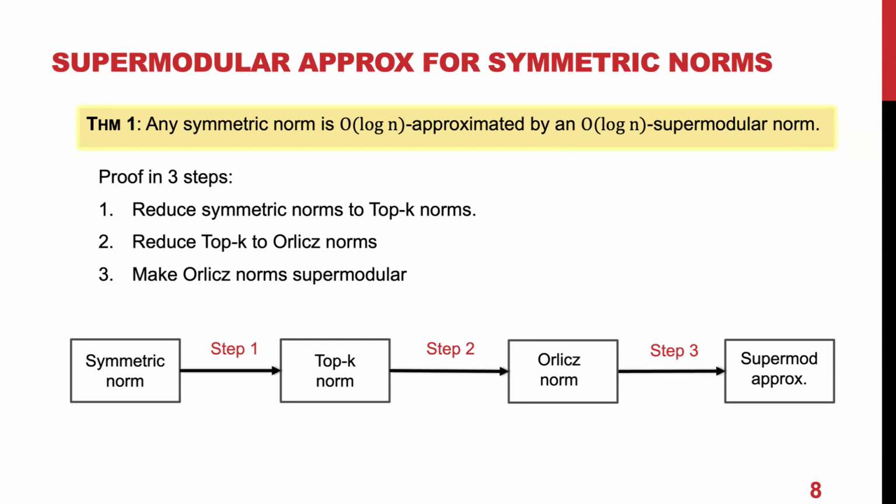Second step is to reduce top k norms to something called Orlicz norms, which I'll define soon. And the third step is to get a good supermodular approximation for these Orlicz norms. So that's how the proof goes in these 3 steps. Among these, step 1 is, I would say, somewhat standard. Step 2 is, I think, new, but maybe not very difficult. And step 3 is in some sense the heart of the proof.